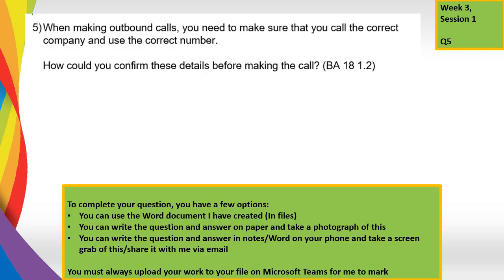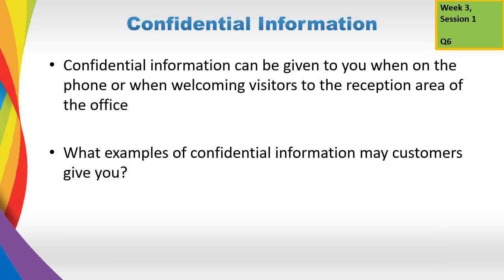So for question 5, when making outbound calls, you need to make sure you call the correct company and use the correct number. How could you confirm these details before making the call? That goes back to the slide before, so you can have a look back at there. Pause this video here while you write that.